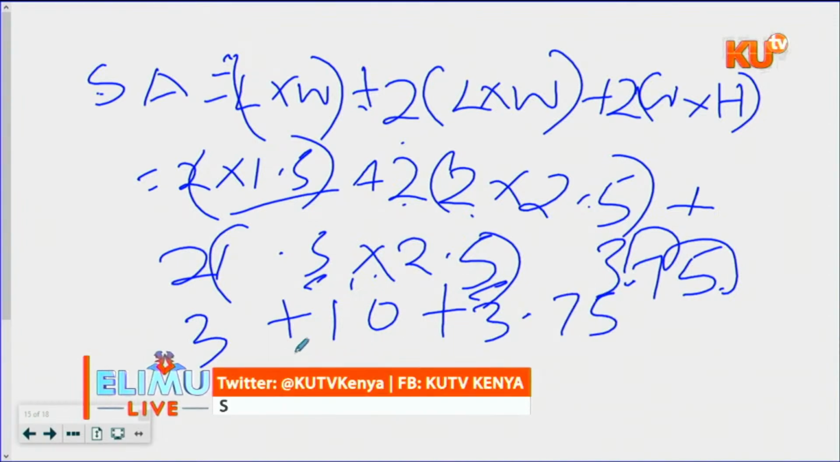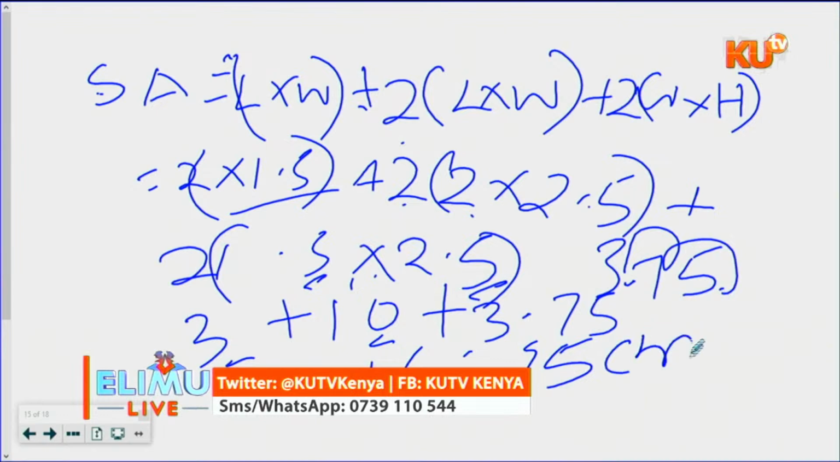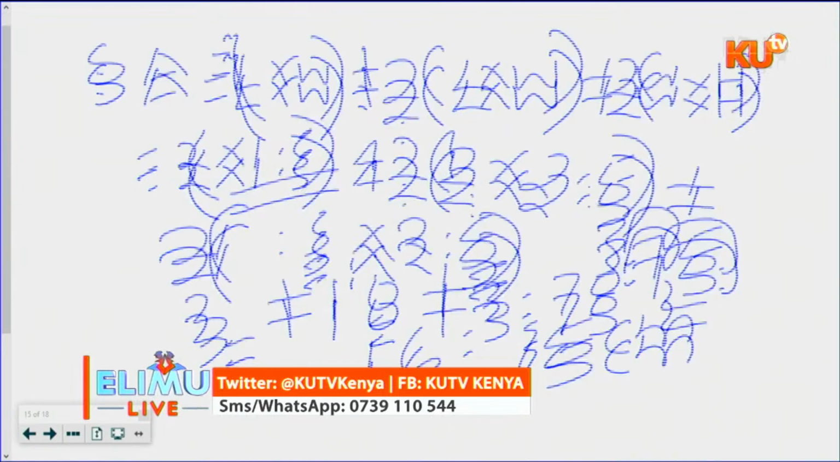When we add these ones, we'll get 3 plus 10 is 13. Then 13 plus 3.75 will be 16.75 square centimeters.